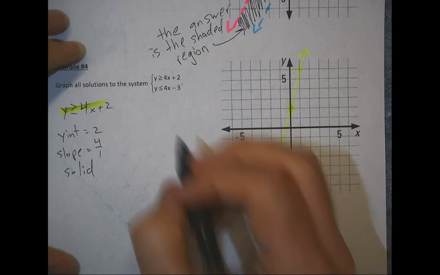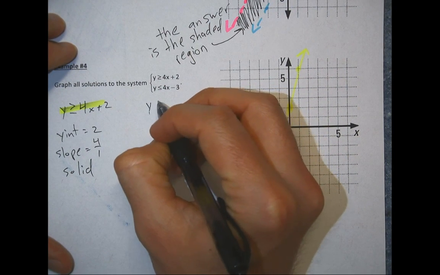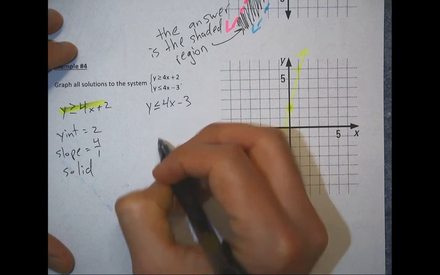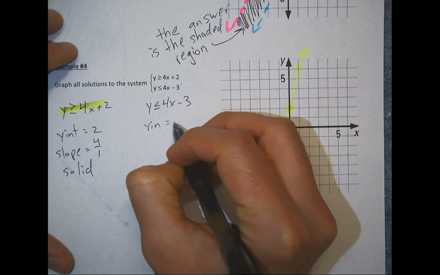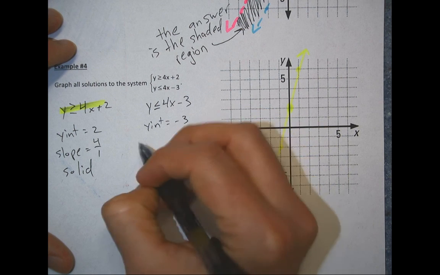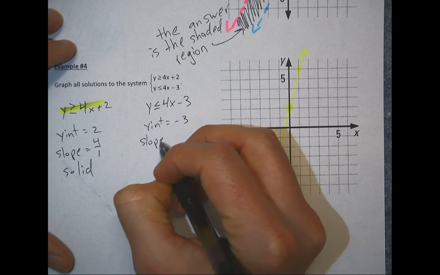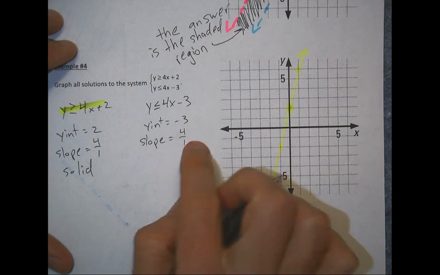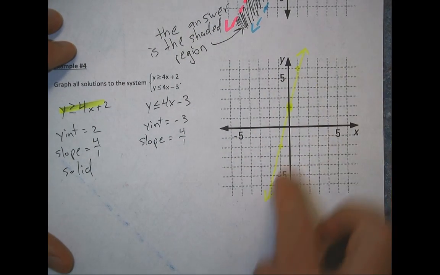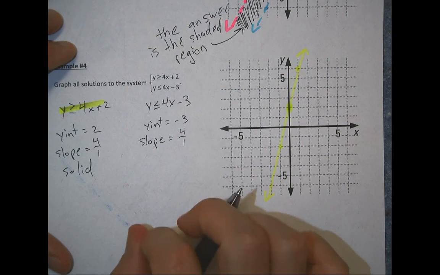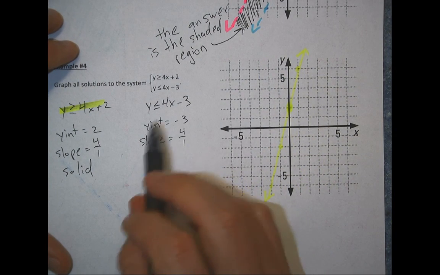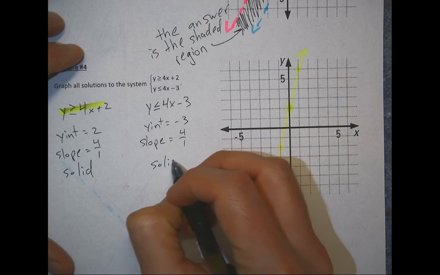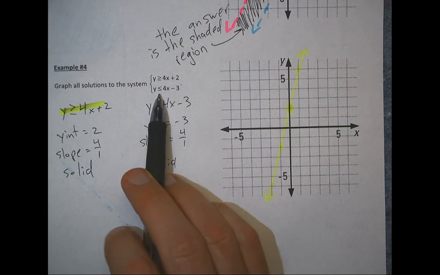Okay, and our second line, y is less than or equal to 4x minus 3. Y-intercept is negative 3. Slope is 4 over 1 again. So since their slopes are the same, they're going to be parallel once again. Now let's take a look. This also needs to be solid because we have that equal sign.